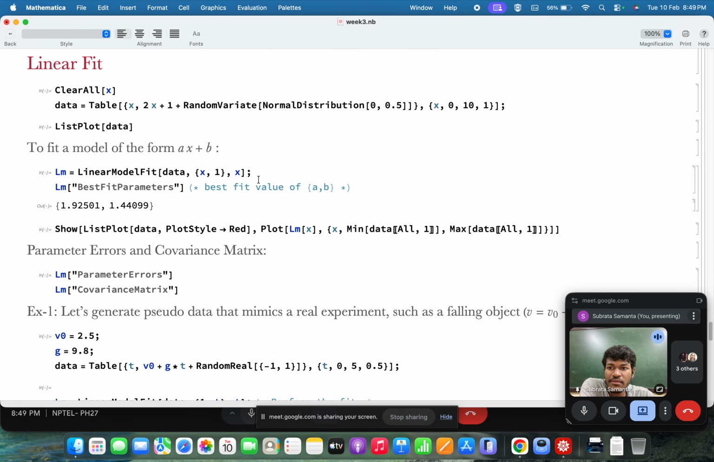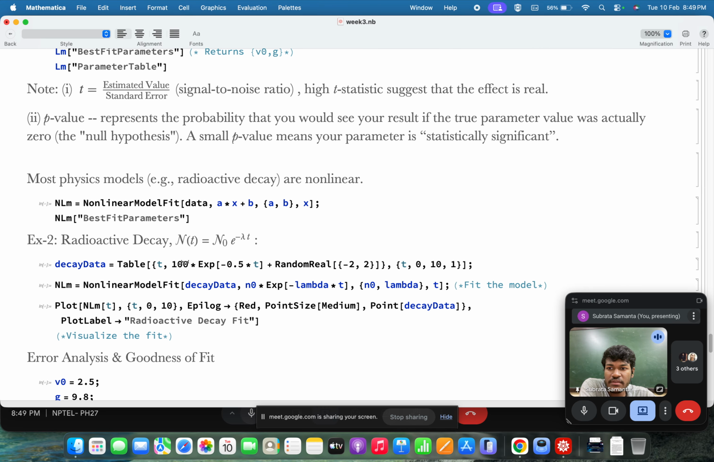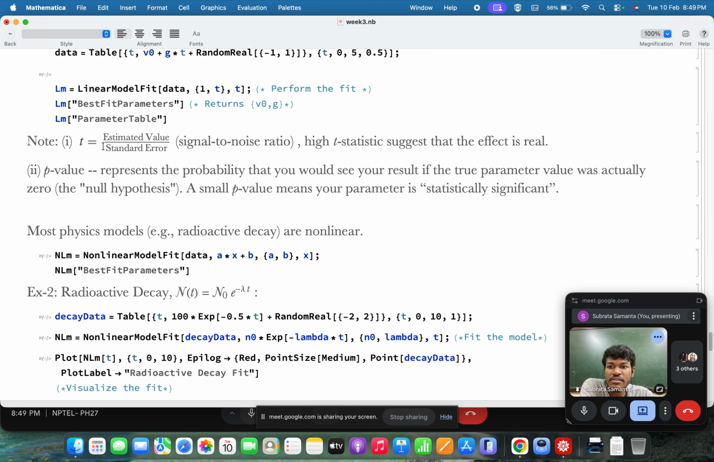What is this? So, the t statistic is basically your estimated value over the standard error, right. The estimated value means what you measure, and the standard error is basically the noise. So, this is basically a signal to noise ratio. High t statistics suggests that the effect is real, that means your signal is greater than your noise.